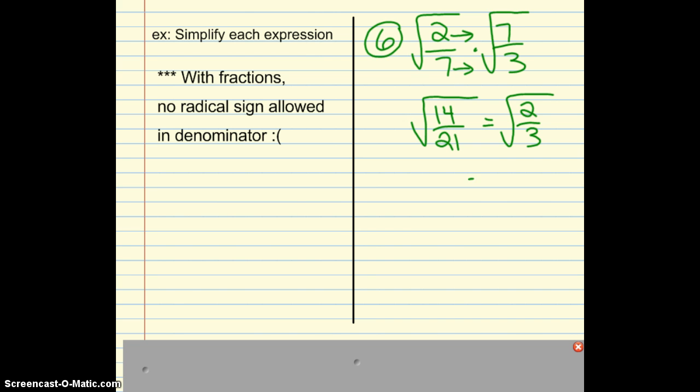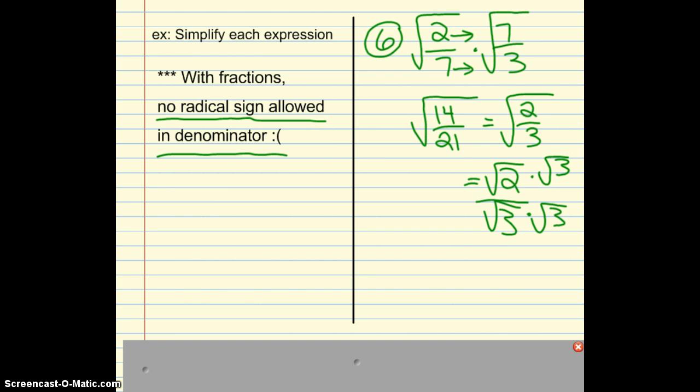Now we're going to break this apart. So if you have the square root of 2/3, we'll do square root of 2 over square root of 3. But again, no radical sign is allowed in our denominator, so we're going to come in and we're going to get rid of that root 3 by multiplying by root 3. So we will have square root of 6 over square root of 9, which we can simplify one more time, square root of 6 over 3. And that'll be it. Let me know if you have any questions.